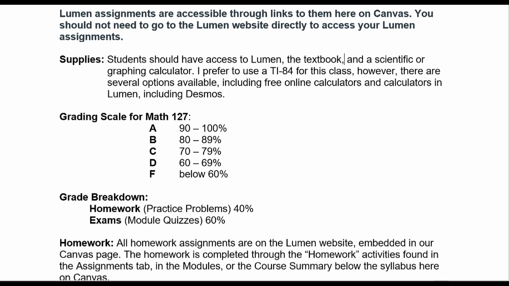And Desmos is a really good tool. And as we get into this class, you're going to see there are some other things you might want to use, some other types of calculators that are online, there are apps and so on.